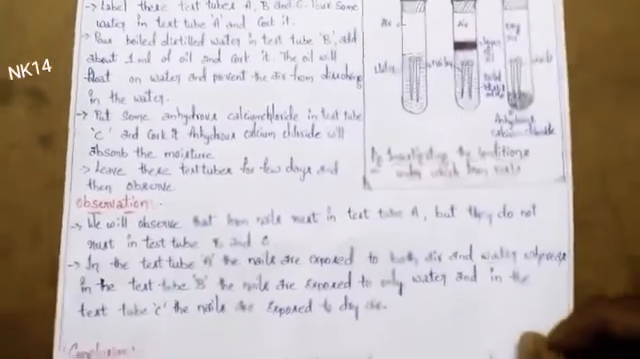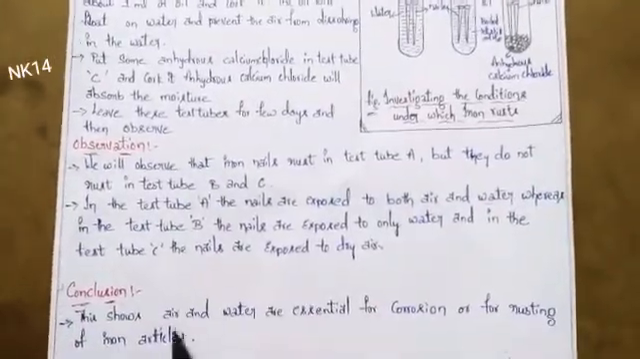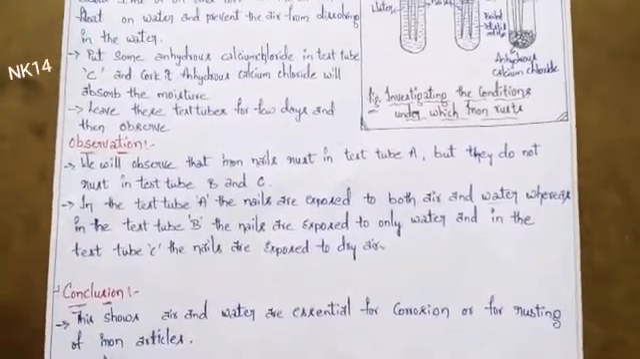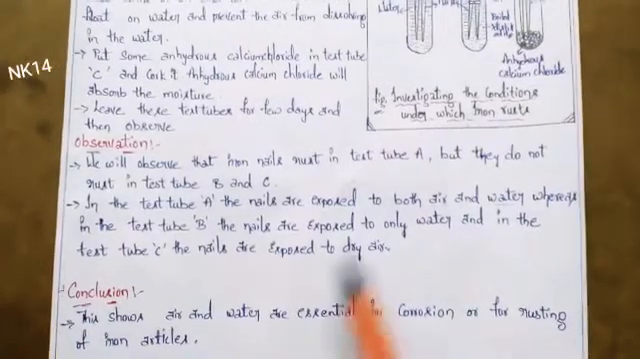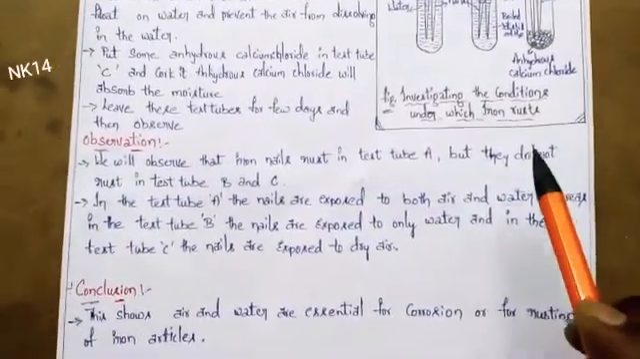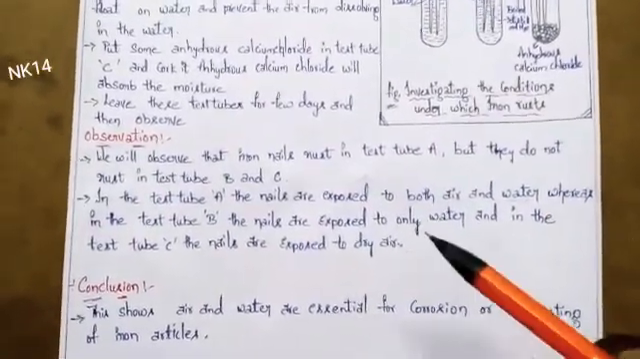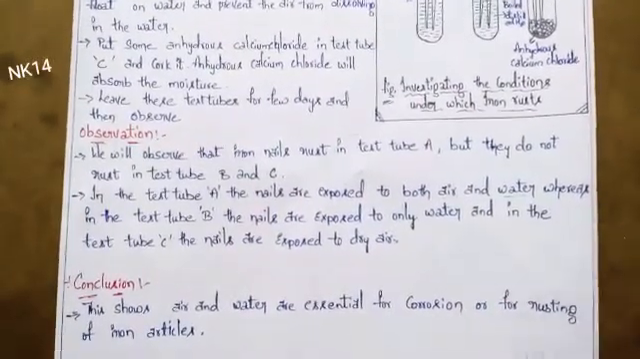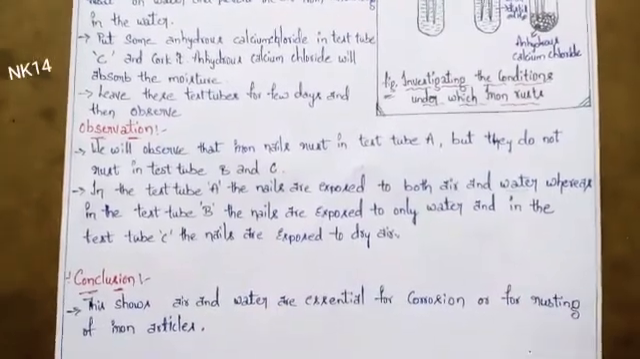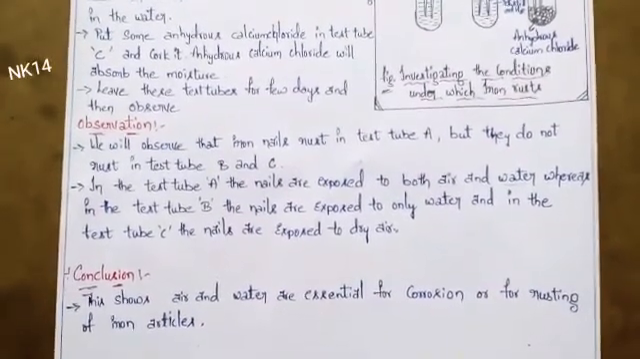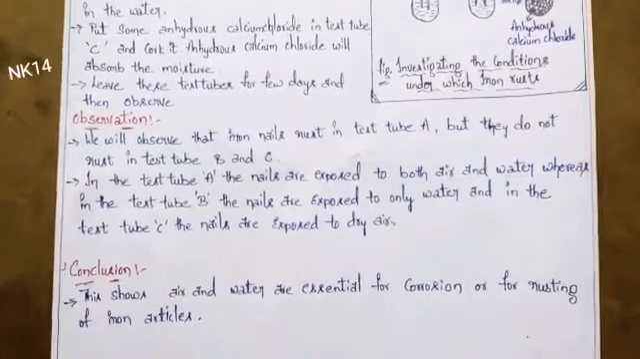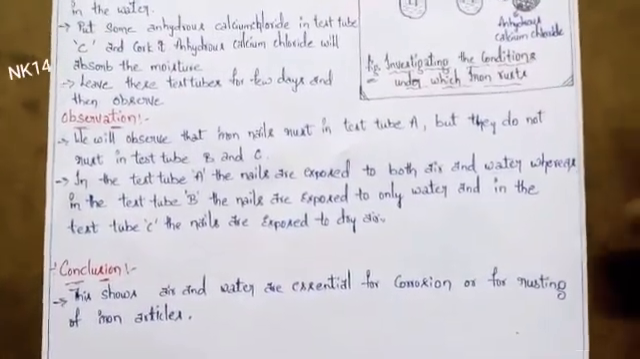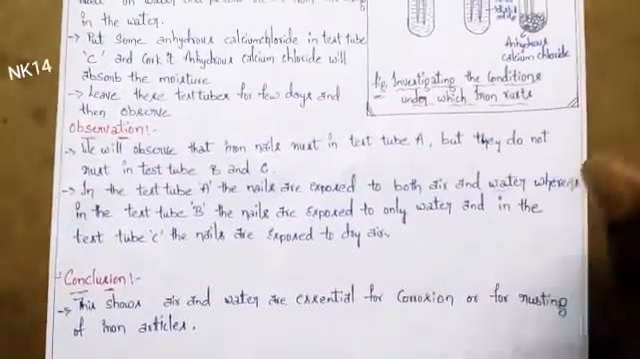So finally we can conclude that this shows air and water are essential for corrosion or for rusting of iron articles. So friends, from this total experiment we can say that corrosion will happen whenever there is air and water. So the moisture is important for the occurrence of corrosion. If there is no moisture, the corrosion will not occur. So as usual, I will explain the total experiment once again with the diagram.